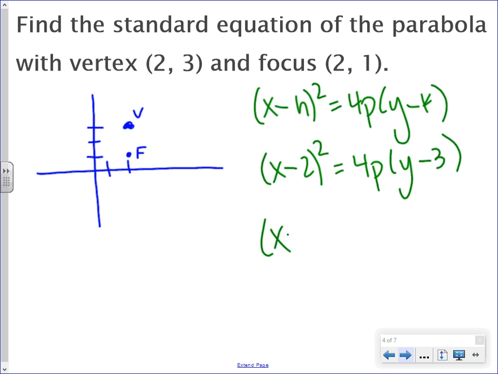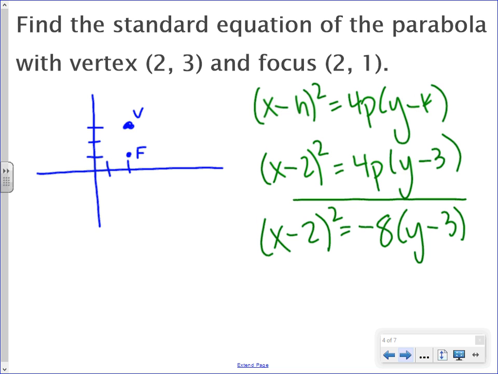Negative 2. And why do you say negative 2? Because the focus is below the vertex. The y value for the vertex is 3, and for the focus it's 1, so it's down 2. Okay, so this distance between vertex and focus is 2, right? But since it's down 2, as in the parabola is going to be upside down, it has to be a negative value, right? And that's way back from like algebra 1, right? We know that if our parabola opens down, we have a negative coefficient.